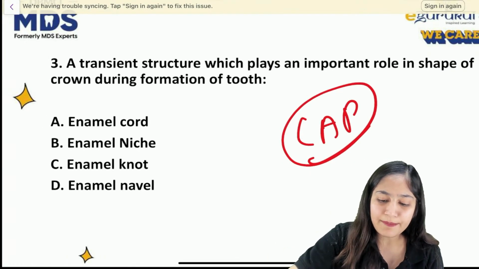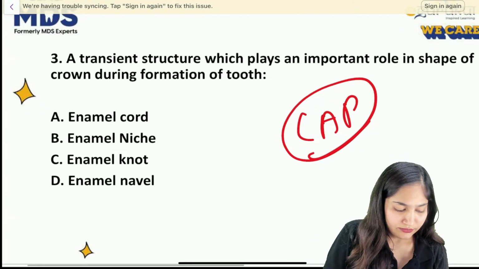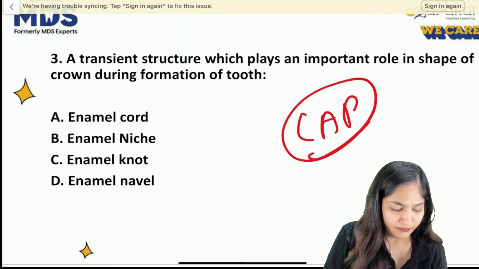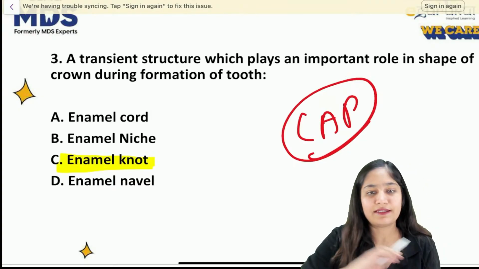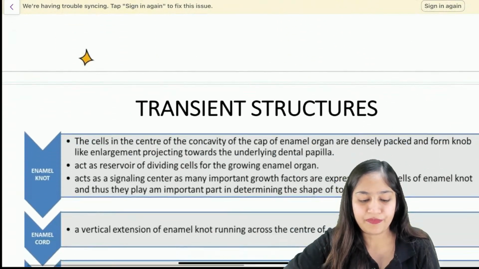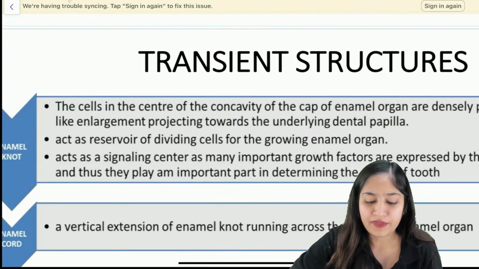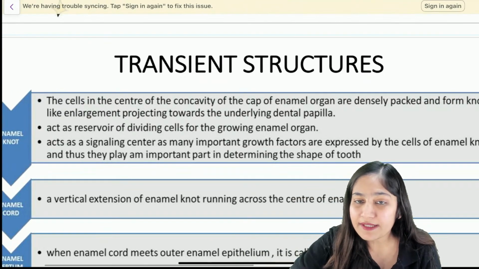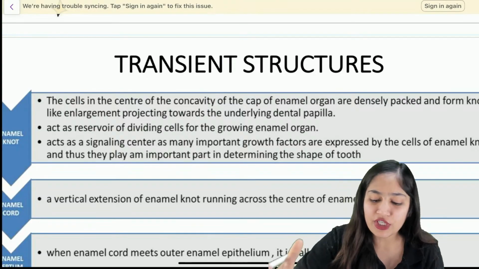What will be the answer here? Enamel knot. Yes, enamel knot. Why knot? Because it acts as a signaling center, right? It has many growth factors which are expressed by the cells of the enamel knot, and therefore it helps in determining the shape of the teeth.